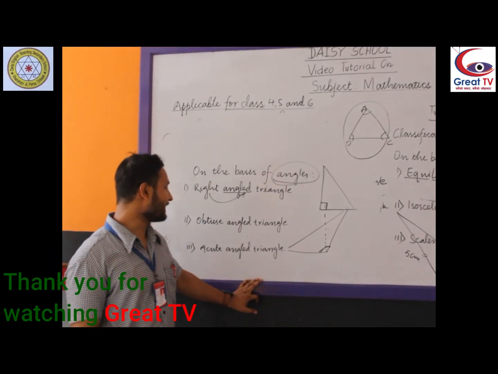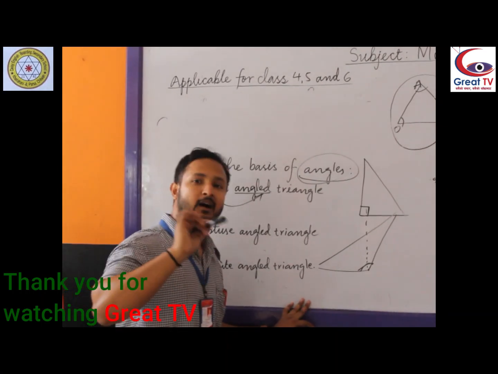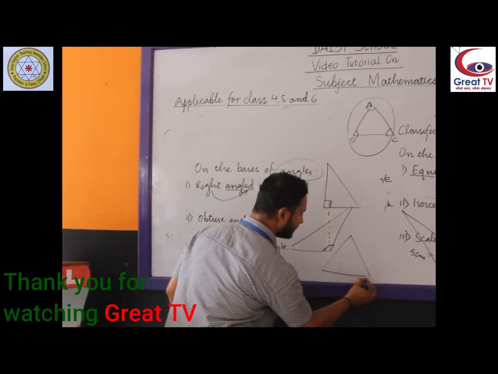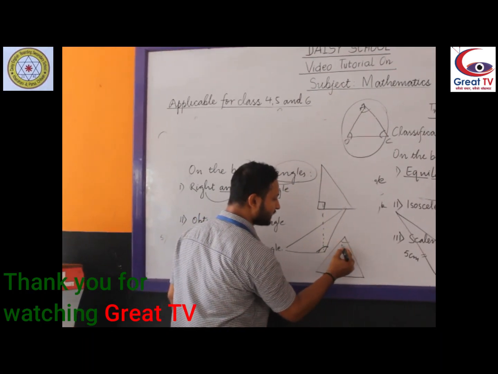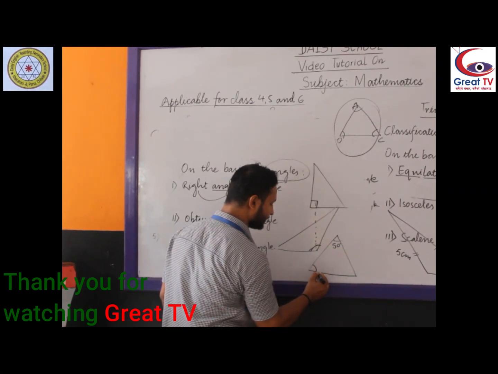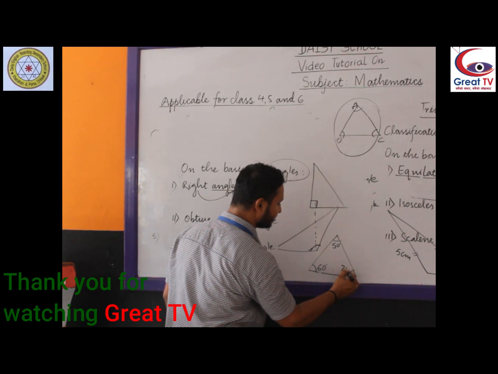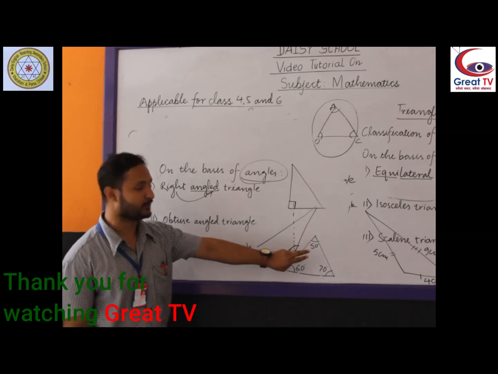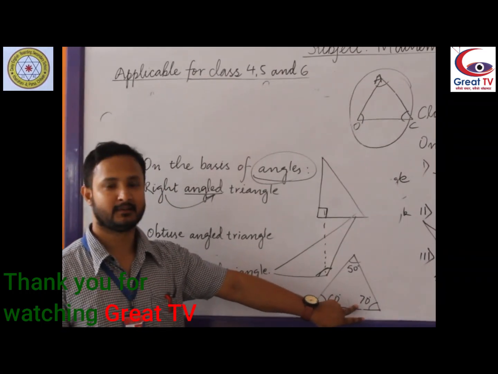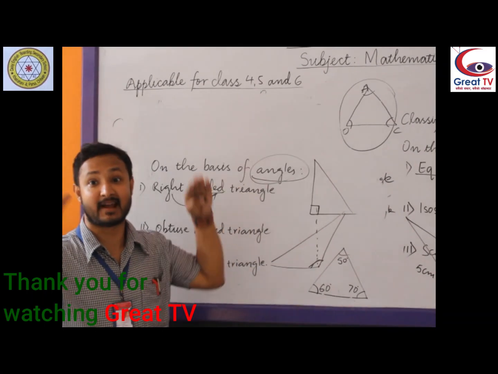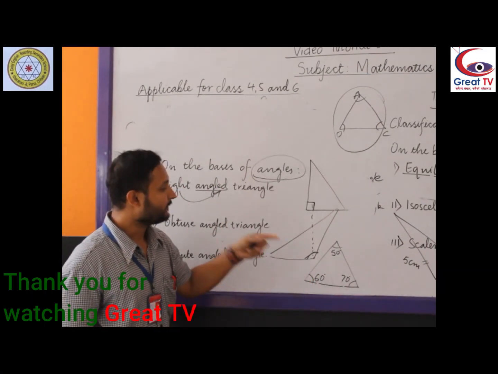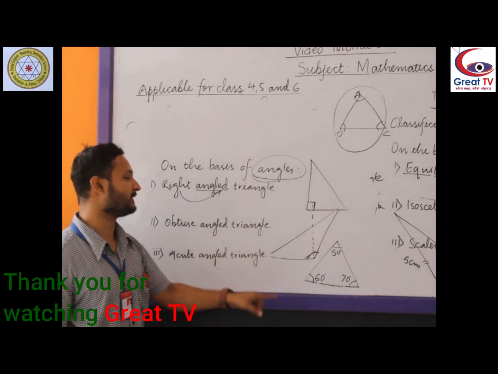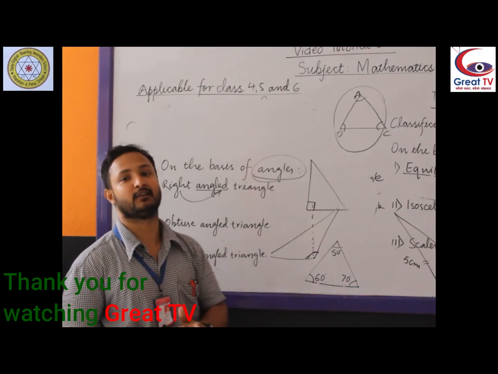So, we can guess that if all the angles are less than 90 degrees, suppose this is 50 degrees, this is 60 degrees, and this is 70 degrees. All the angles are less than 90 degrees. Look, 50, 60, and 70. They all are acute angles. This triangle contains acute angles inside it. That's why this triangle is called acute angle triangle.